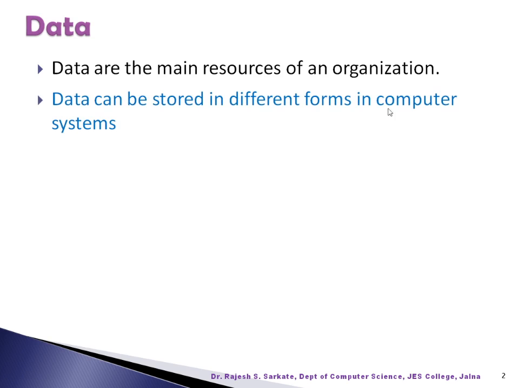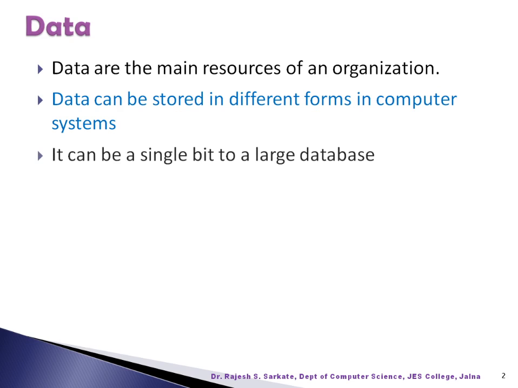Now this data can be stored in different forms in the computer. So if you talk about a computer system, there are different ways to store the data. A data can be a single bit, or it can be huge records, a huge database also. Millions of records can be stored in the computer, as well as a single bit can be treated as data.